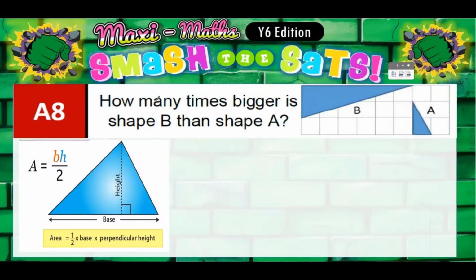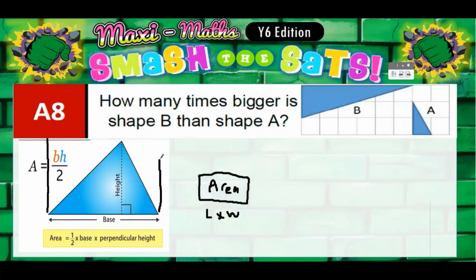Okay, question 8. How many times bigger is shape B than shape A? Now remember, if you're doing a rectangle, the area is length times width. But if you're doing a triangle, instead of using the words length and width, we use the words base and height instead. Imagine this triangle turned into a rectangle.